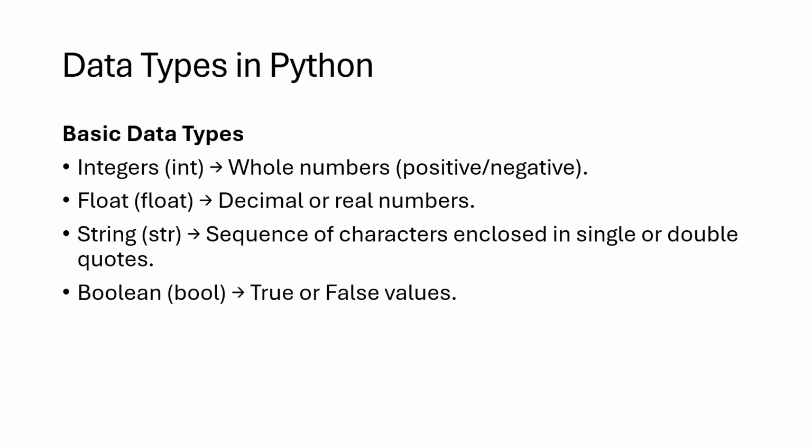The first is integers. Always remember integers are whole numbers, from positive to negative. I would always say, if you want to remember integers, they go from minus infinity to plus infinity. If the number is non-decimal, if the number is whole, it would be an integer. Moving towards the second data type, that is the float data type. If your data is a decimal or real number, it would be a float data type.